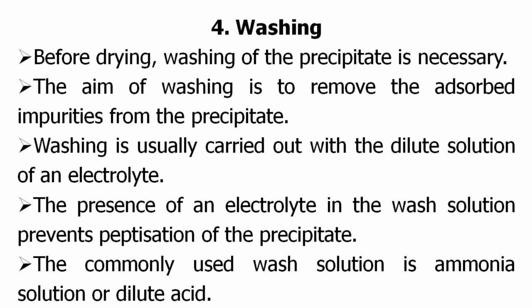The step number 4 is washing. Before drying, washing of the precipitate is necessary. So what is the purpose of washing? To remove adsorbed impurities from the precipitate. Washing is usually carried out with the dilute solution of an electrolyte. The presence of electrolyte in the wash solution prevents peptization of the precipitate. Let us discuss the commonly used wash solution: ammonia solution or dilute acid. In the case of lead or barium, hot water is used for washing the precipitate.